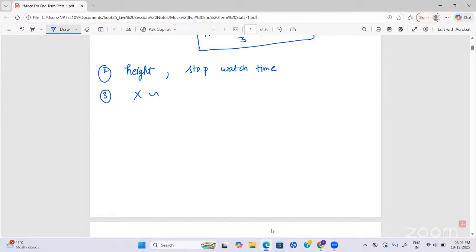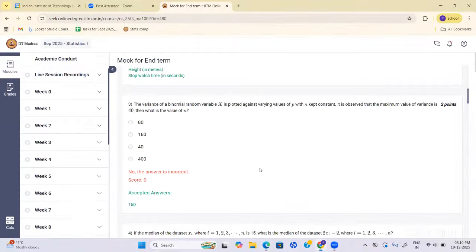So x is following a binomial distribution, and the parameters are n, comma p. The variance of binomial random variable x is plotted against varying values of p, and n is kept constant. So we are varying the values of p and n is a constant number. It is observed that the maximum value of variance is 40. So tell me when you will get the maximum value of variance. For p equal to 1 by 2.